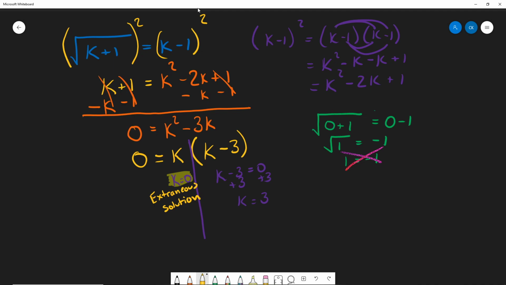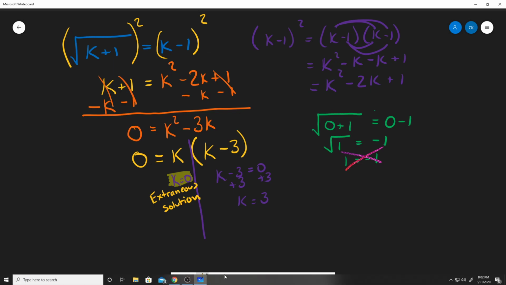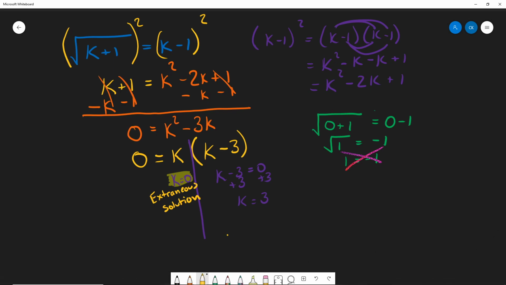Meaning, yes, when I solve it, I get this, but it doesn't work. It doesn't make sense. So this is not an answer to my solution. Now, I should definitely check the other solution. I should check the positive 3 as well, because that could also be an extraneous solution.